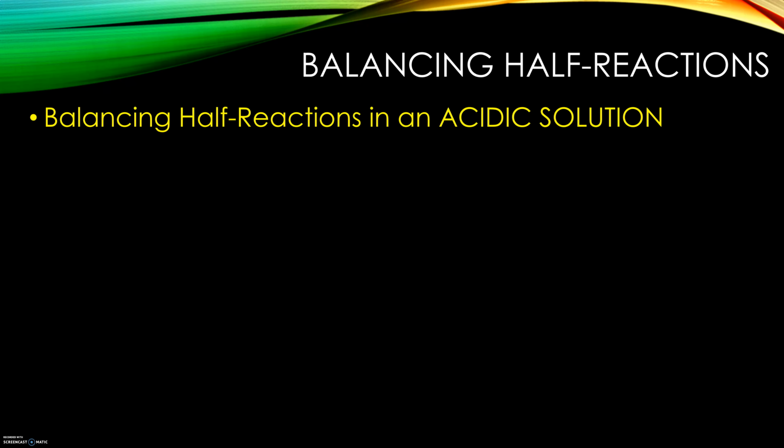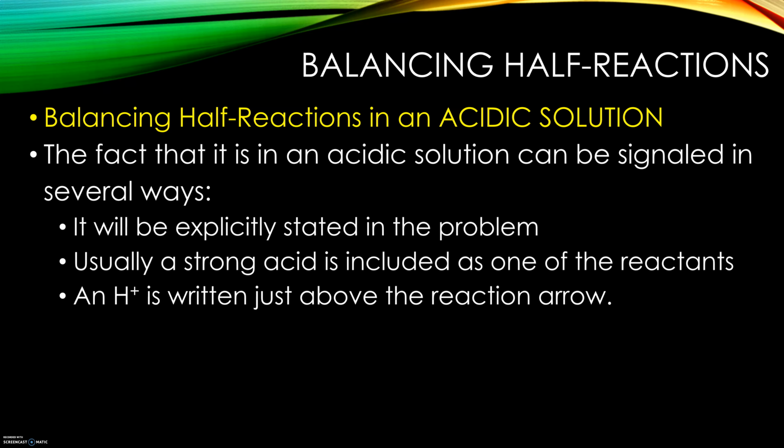So when we're balancing half reactions in an acidic solution, remember, you have to be able to write half reactions, both the oxidation half and the reduction half reactions. Now, how do we identify that it is in an acidic solution? Either it will explicitly be stated in the problem that this redox reaction is in an acidic solution, or usually a strong acid is involved as one of the reactants.